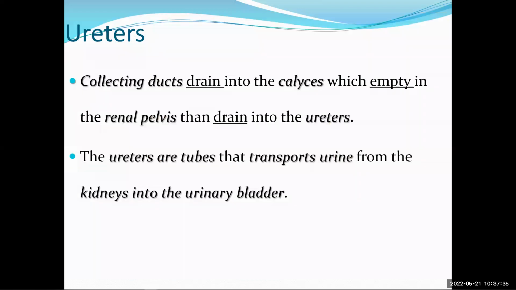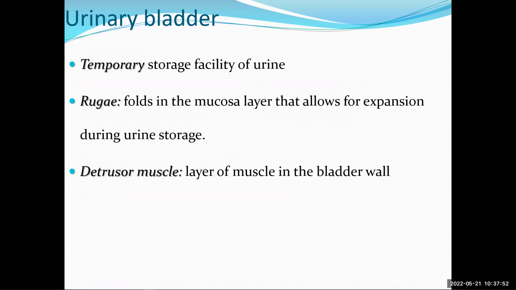So the ureter is very important. The collecting ducts drain into the calyces, which then go to the pelvis, then into the ureters themselves. The ureters are the tubes that transport urine from the kidneys into the bladder. So the ureters go to the bladder, the urethra voids the bladder. And what does the bladder do? It's just a temporary storage.